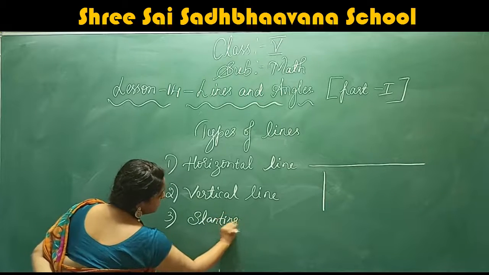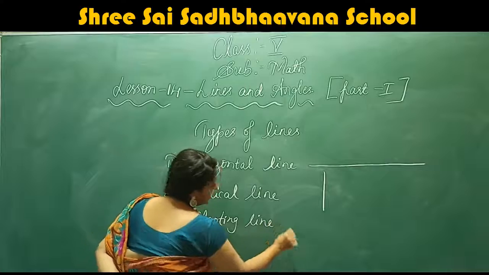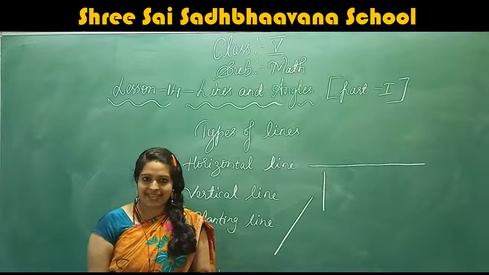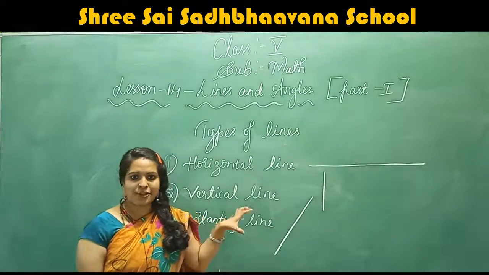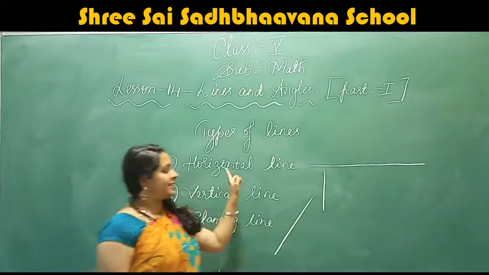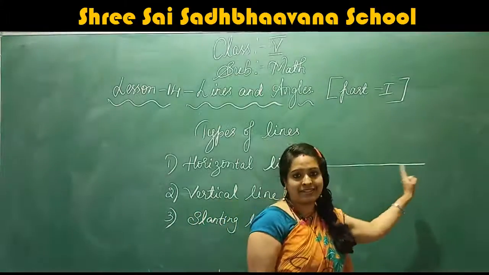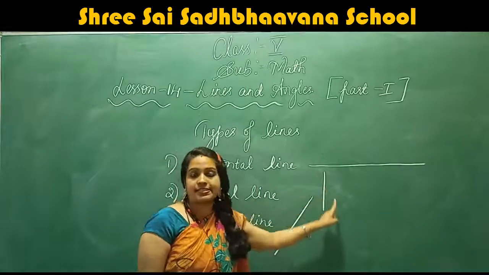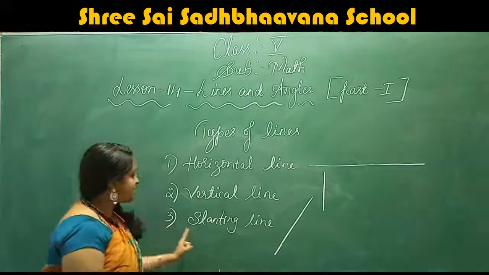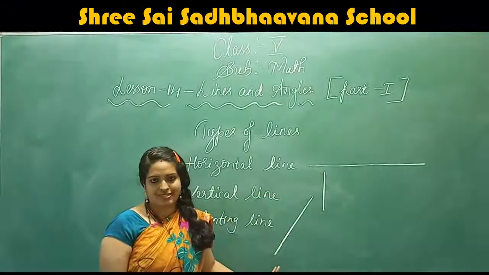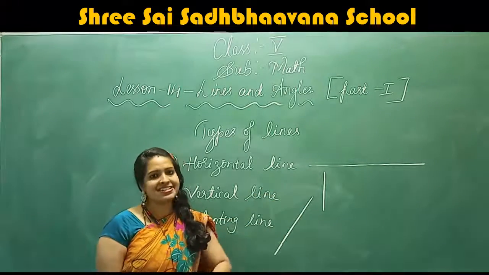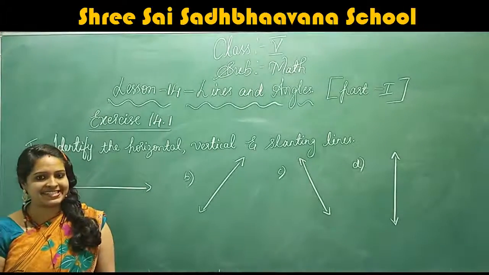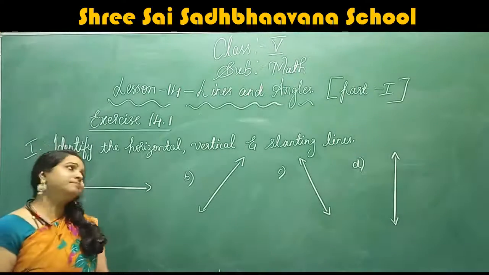And the next one is the slanting line. Like this you will draw, right? This is called slanting line. So did you understand, children? This is called horizontal line, and the vertical line is a straight line like this. This is called vertical line, and the slanting line is nothing but the cross line. Now you understood, children, the types of line? I hope yes.